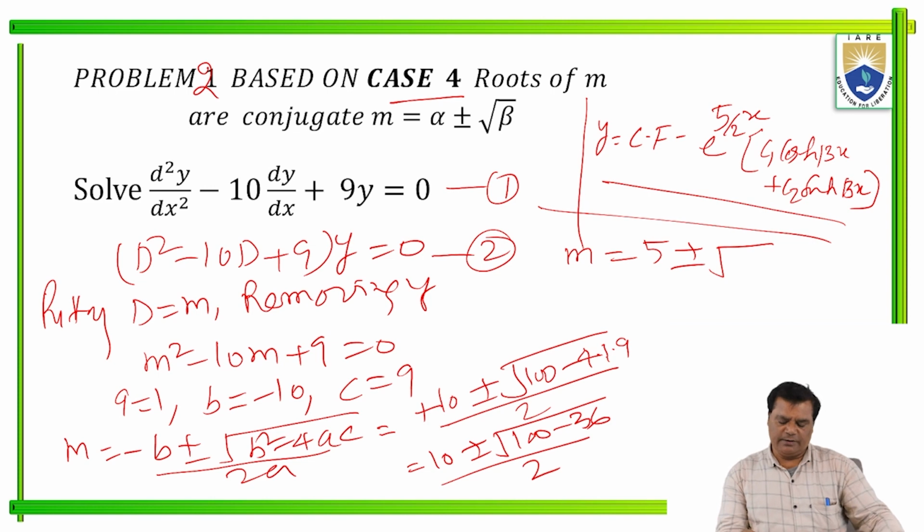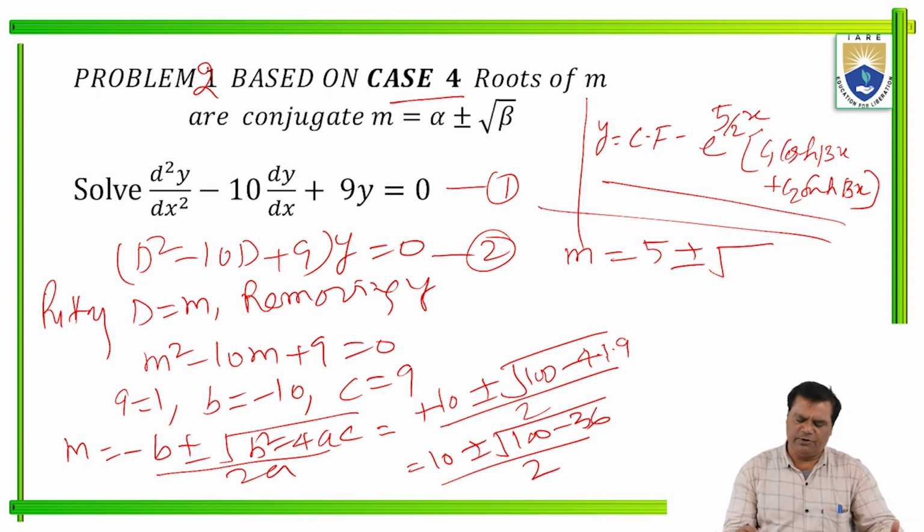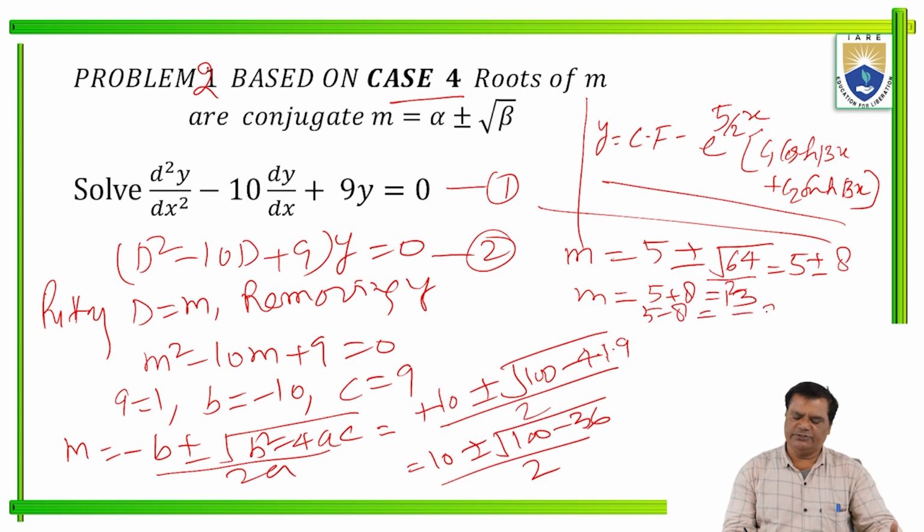So here, m equal to 5 plus minus under root... roots are not equal here. Roots are equal formula, apply that. So here is 36 and 100, so here 64 comes. Okay. 64 by 2. So here is 5 plus minus 8. So m equal to 5 plus 8 equal to 13 and 5 minus 8 equal to minus 3.